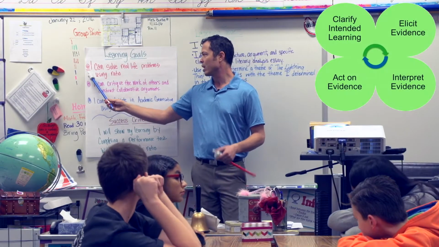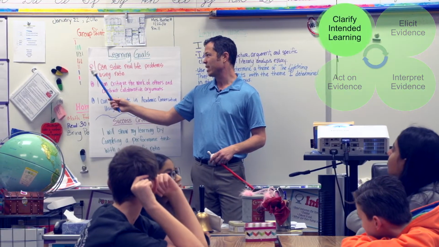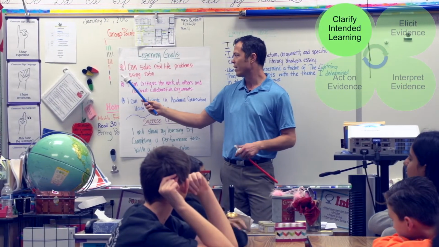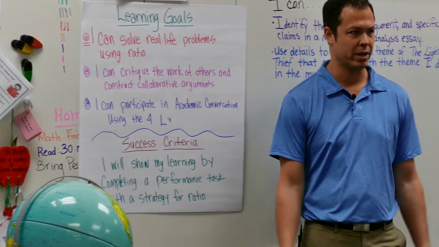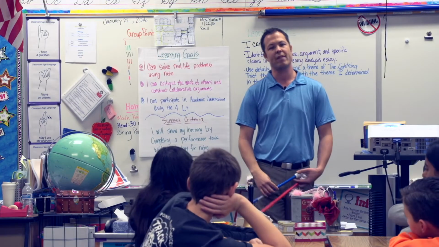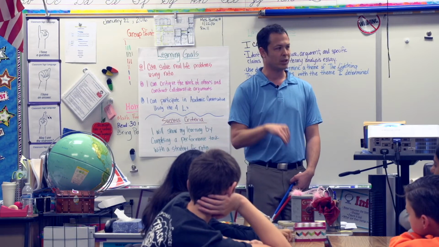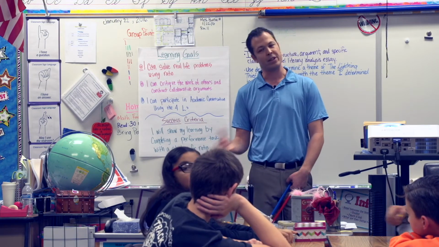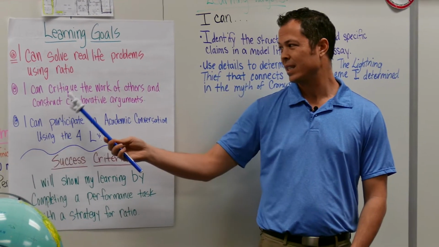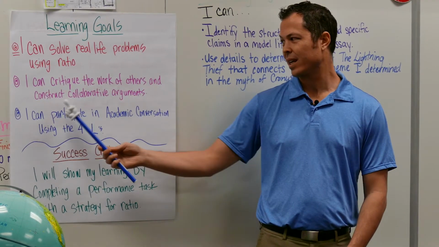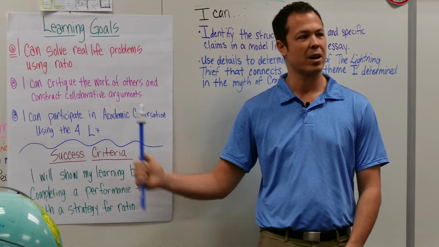So when we came in today, we started with clarifying our targets. Okay, let's read it together. I can solve real-life problems using ratio. This is a big group of English language learners, so when we're clarifying the learning targets, I make sure I have a content target and also a language target. I can critique the work of others and construct collaborative arguments.